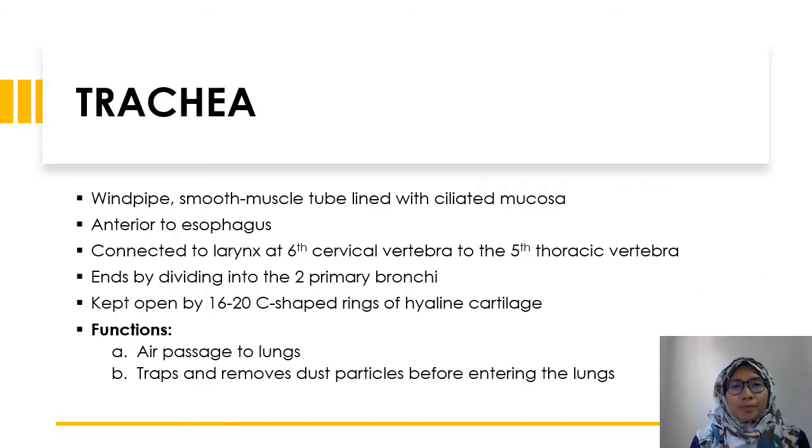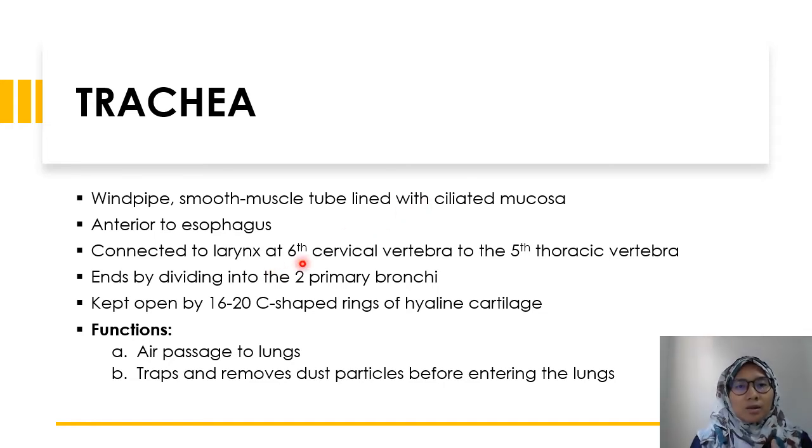Okay, now we move to the trachea. The trachea is the windpipe. It is shaped like a long pipe. A smooth muscle tube lined with ciliated mucosa. Anterior to the esophagus, in front of the esophagus. The esophagus is the food passage, so our food passage is at the back. Our air passage, the trachea, is at the front.